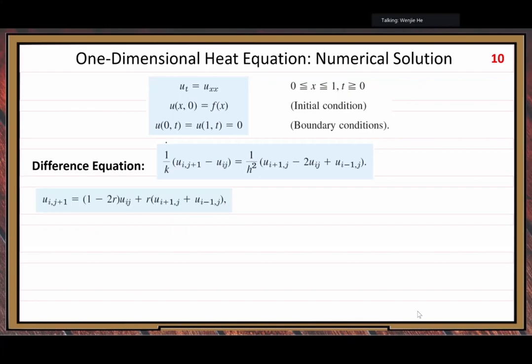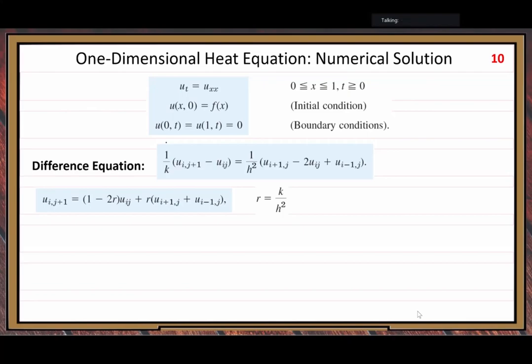All right. So we write it in another way, because this k we call the step size k in the t direction, and in the x direction, we use the step size h. But we want to put these two step sizes together. We use this little r to represent k over h squared. Then we only need to use the parameter r. So we have the simplified equation using little r.